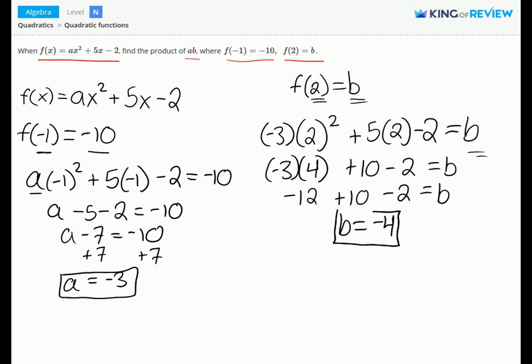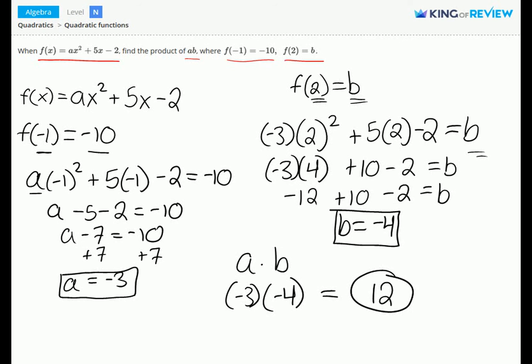Now we have our a and b values. The problem asks for a times b. This is equal to -3 times -4, and this equals 12. So 12 is our final answer.